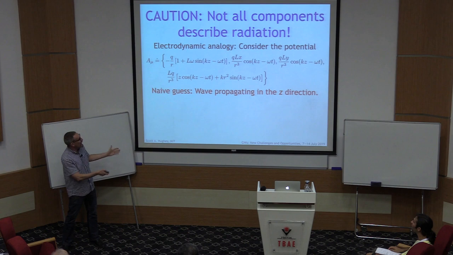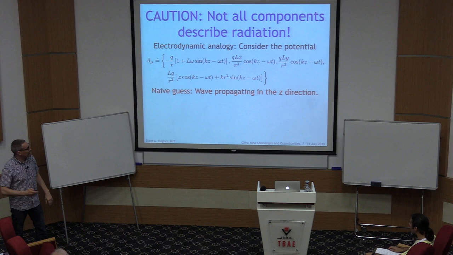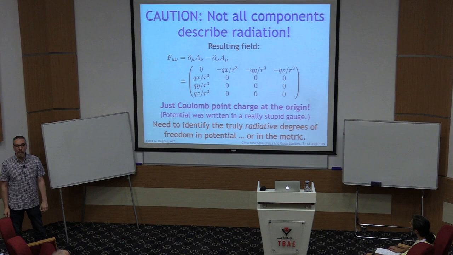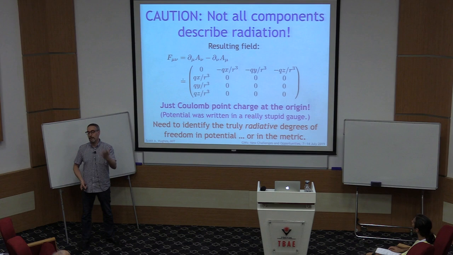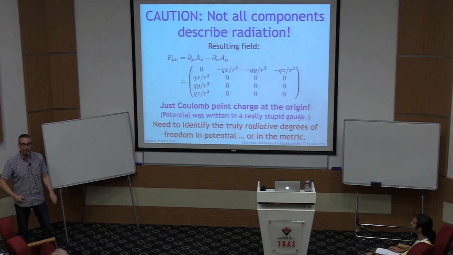So then I say, okay, you've got 10 minutes, work out the fields. And when you do that, what you find is a Coulomb point charge sitting at the origin. In order to generate that, what I actually did was I worked backwards. I started with the Coulomb potential, and then I put it into a really stupid gauge. Okay, I just wanted to show that when you look at things from the perspective of the potential, it can be very misleading. A potential that looks radiative might in fact be perfectly static.